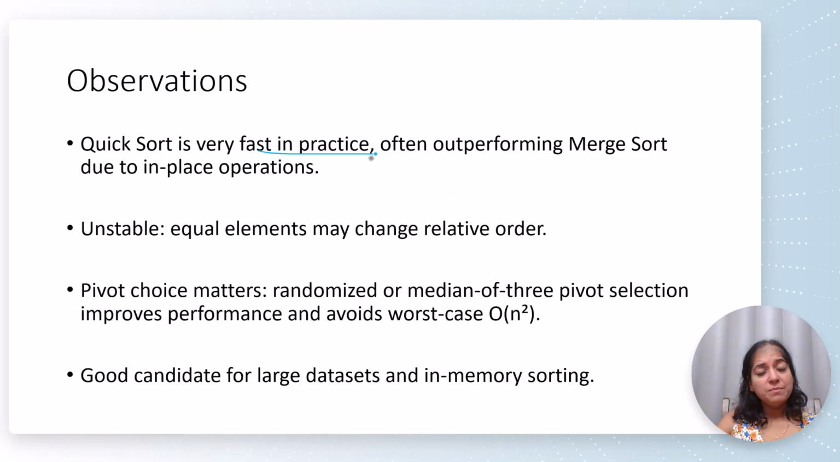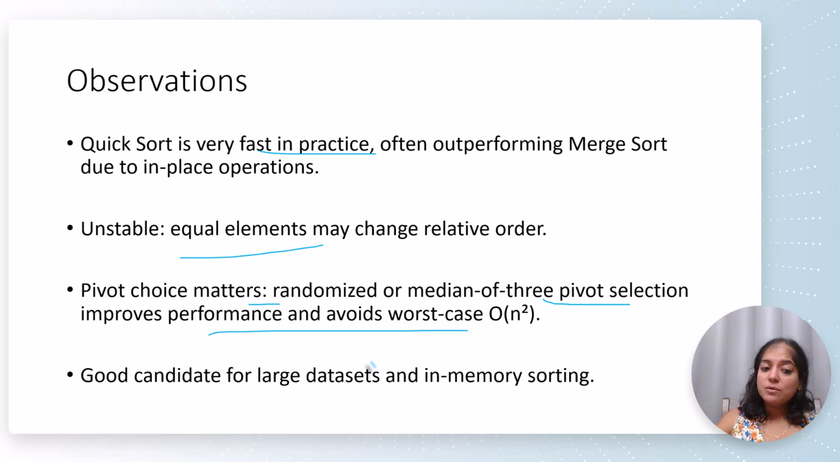Quicksort is very fast in practice, often outperforming merge sort due to its in-place operations. It is unstable; equal elements may change relative order. Pivot choice matters. As we discussed, we generally do not take the first element as the pivot element, or you can take any random element as the pivot element. So randomized or median of 3 pivot selection improves performance and avoids the worst case. It is always a good candidate for large data sets and in-memory sorting.